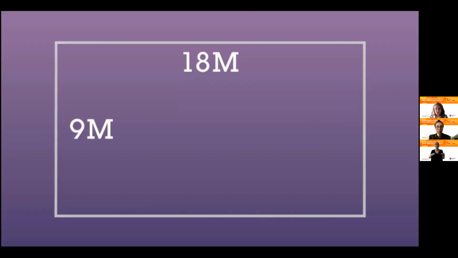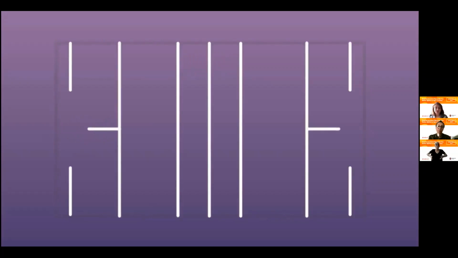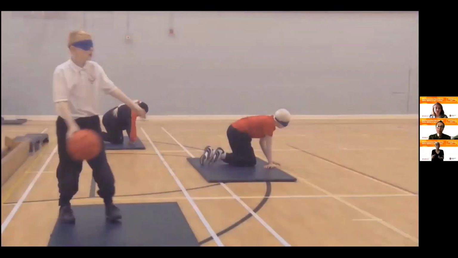An official goalball court is the same size as a volleyball court. Goalball is a Paralympic sport played by vision-impaired athletes. Each team has 3 players, and the object is to roll a heavy bell ball across the opposing team's end line.